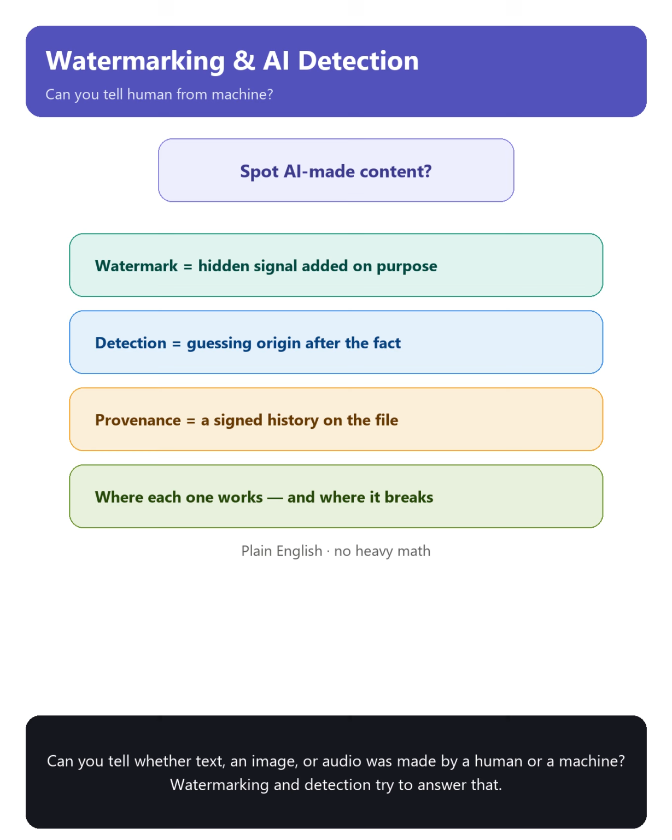Welcome. Today we are unpacking one of the most practical questions in generative AI right now. Can you actually tell whether a piece of text, an image, or an audio clip was written by a human or generated by a machine? The answer is yes, sometimes, and the techniques behind it are called watermarking and AI content detection.